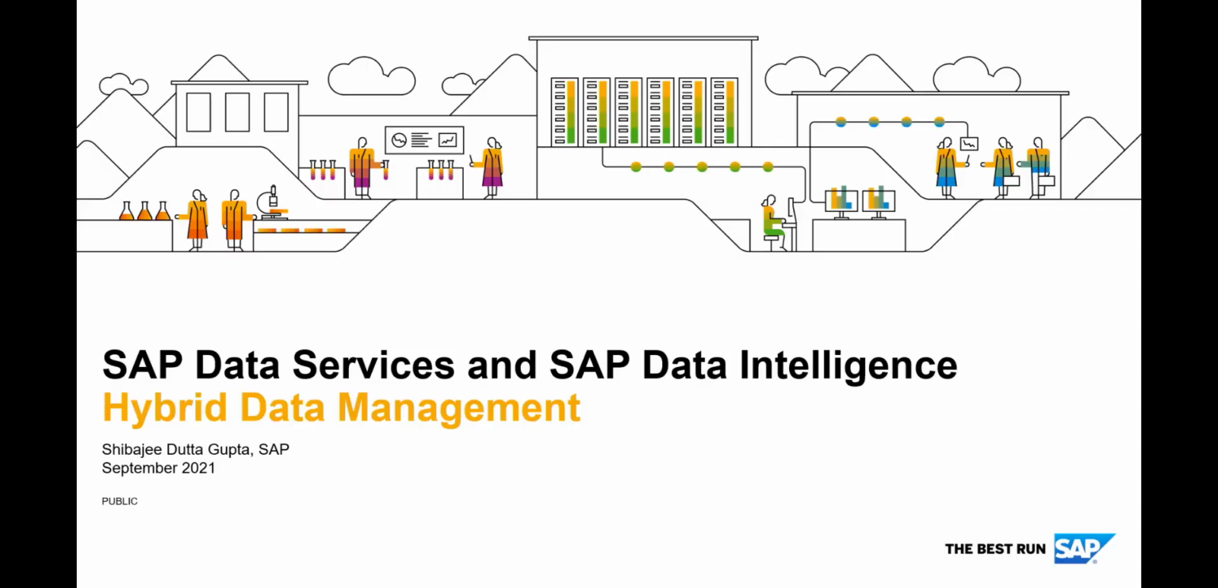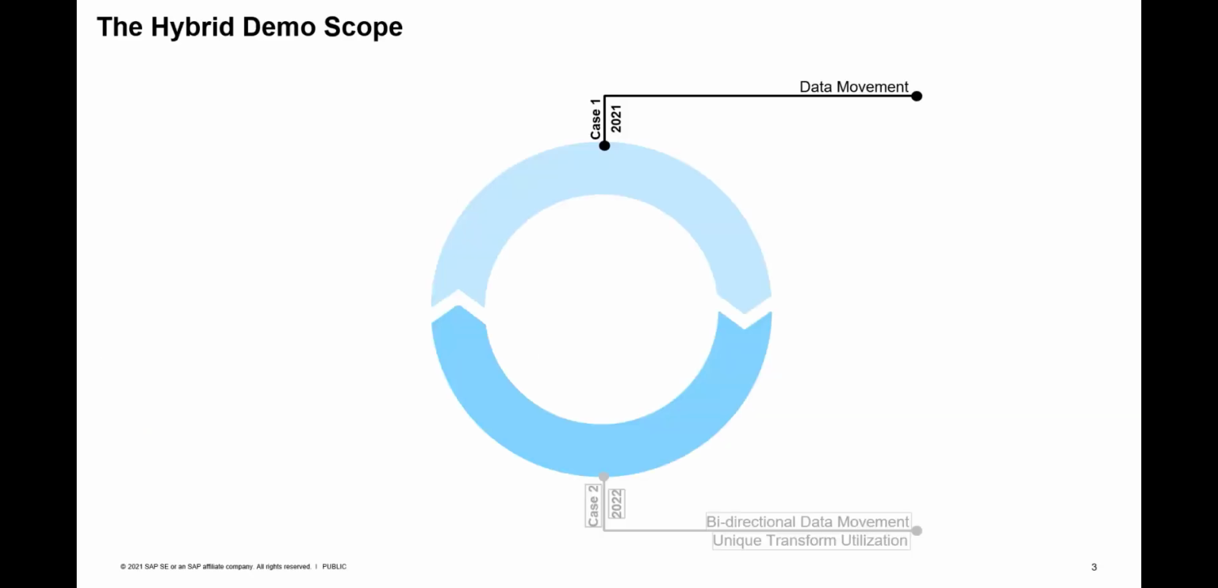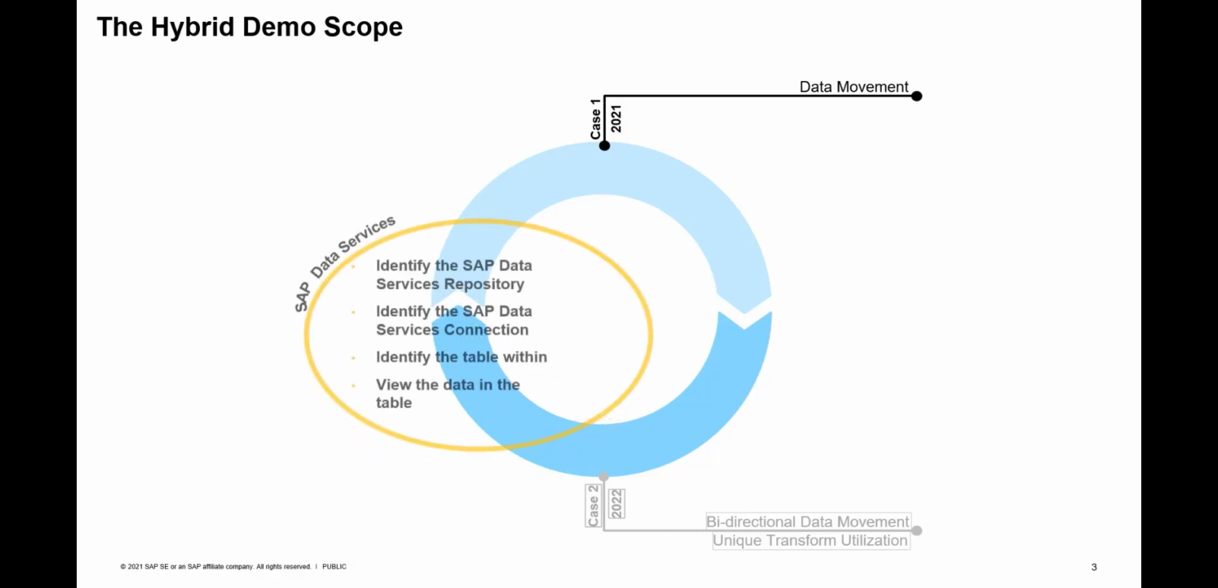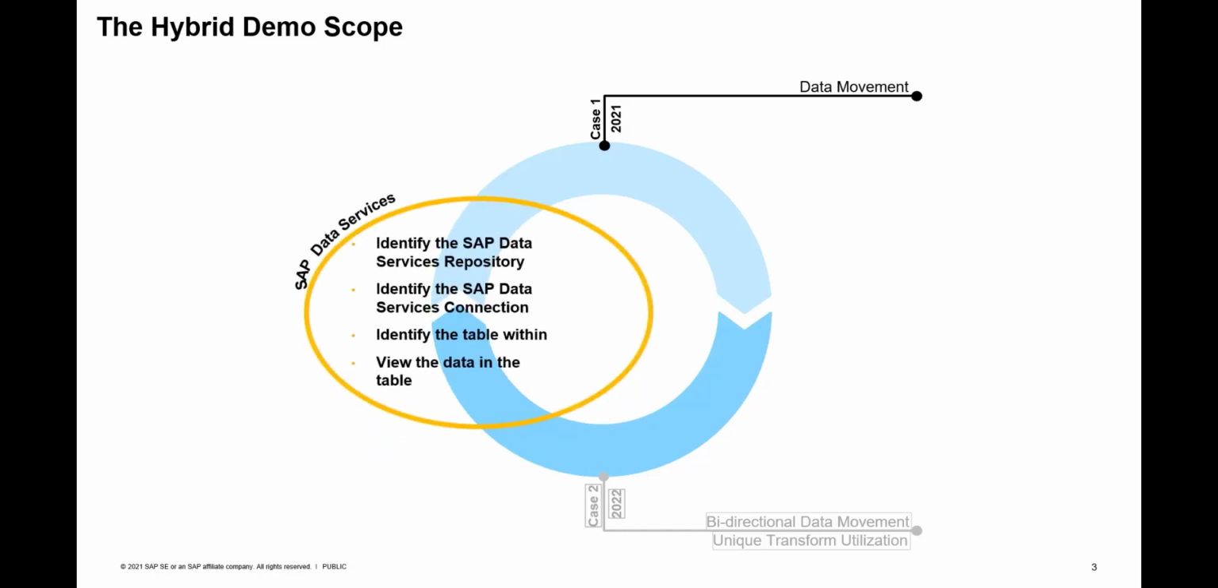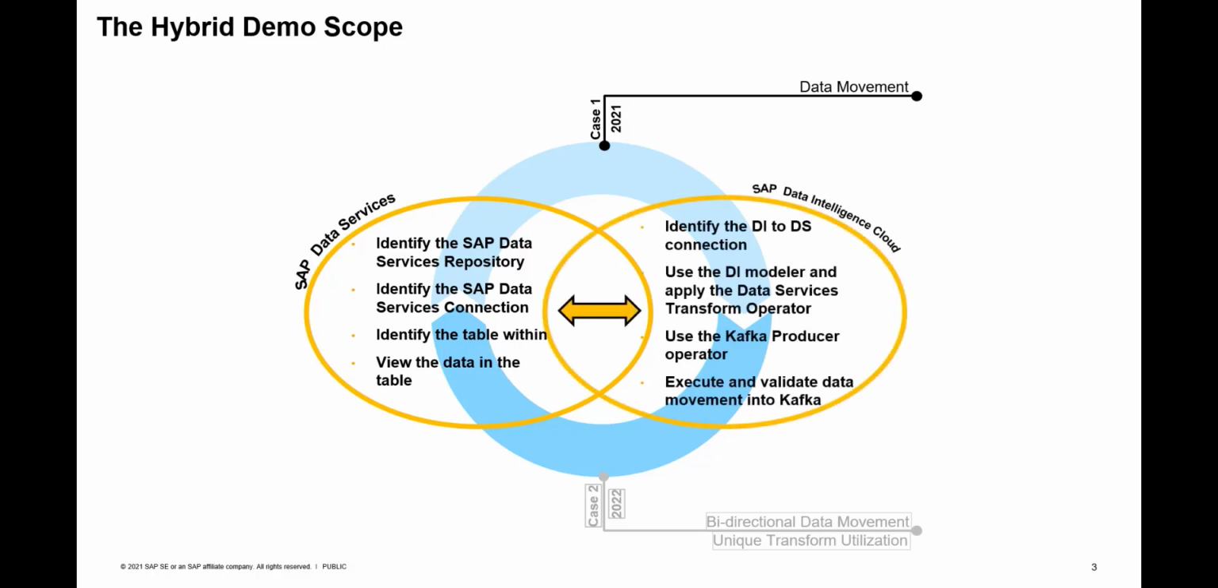Welcome. This demo is about hybrid data management with SAP Data Services and SAP Data Intelligence Cloud. The scope of this demo is data movement from on-premise data services data store into Data Intelligence Cloud Kafka Target. Here's what we need on the data services side. On the data intelligence side, we will be doing the needful as mentioned here.